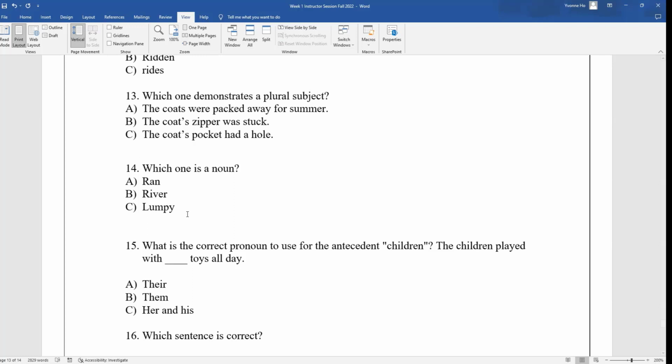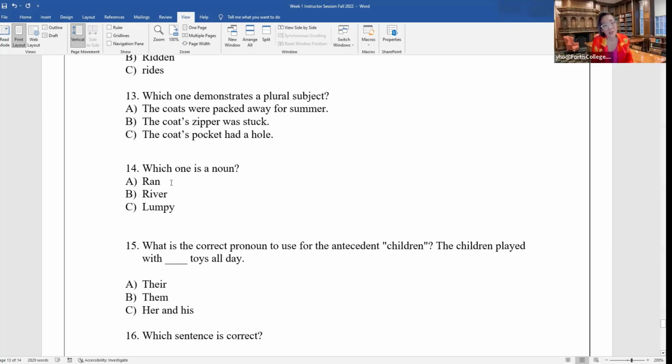Ran? No, river. River, yes, because ran is an action, which is a verb. Lumpy is a description, so it's an adjective. So that means river is a common noun.